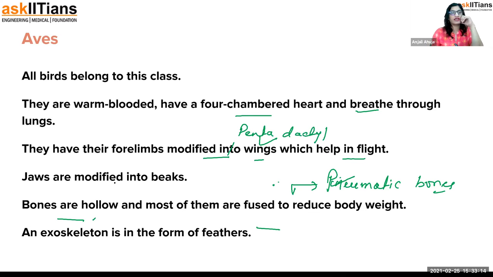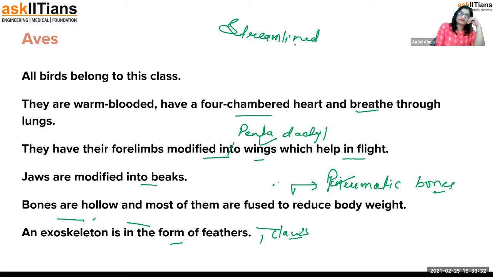Okay. So their jaws are modified into beaks. The exoskeleton is in the form of feathers and, in certain cases, claws. Streamlined body to reduce the friction while they fly. They also have the cloaca. They are uricotelic.